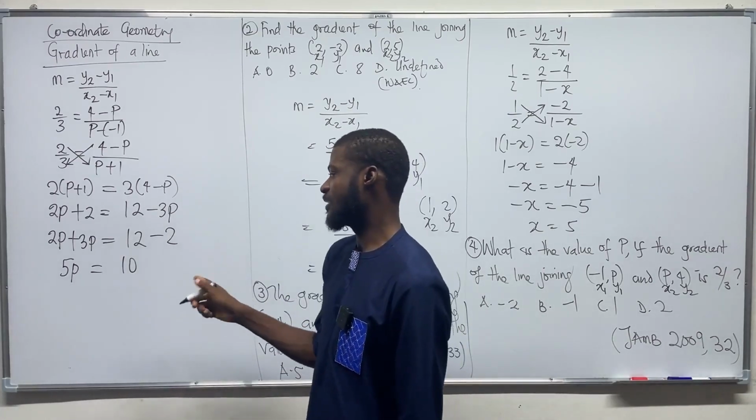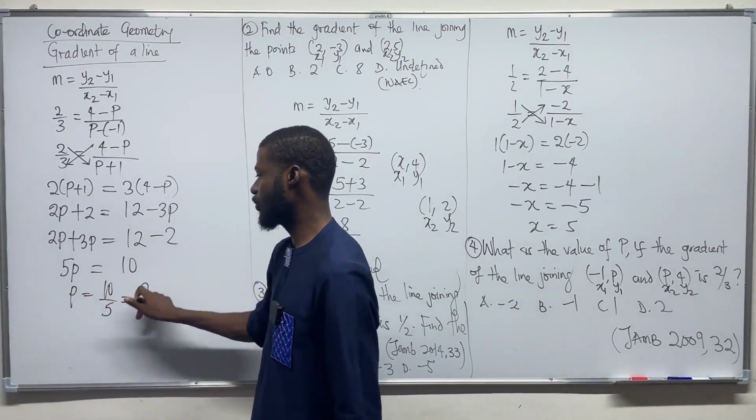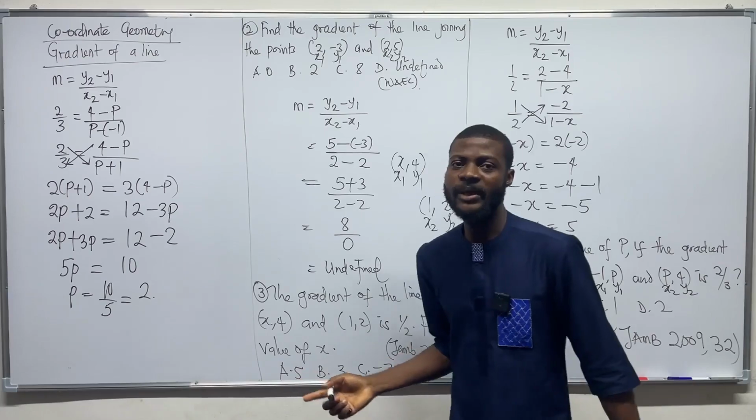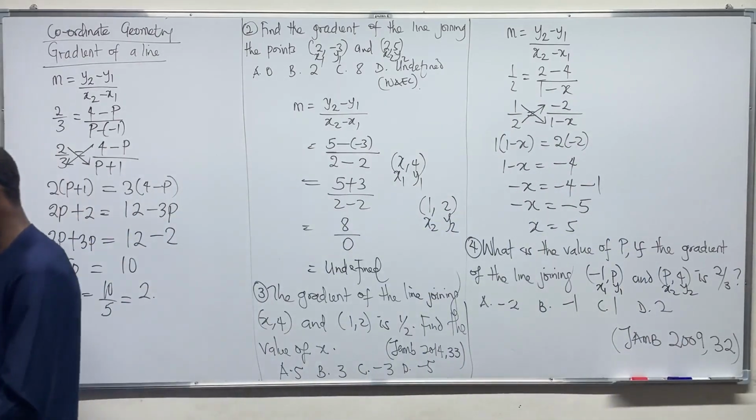Divide both sides by 5. So p is equal to 10 over 5, which is equal to 2. So p is equal to 2. We've been able to solve that very problem.